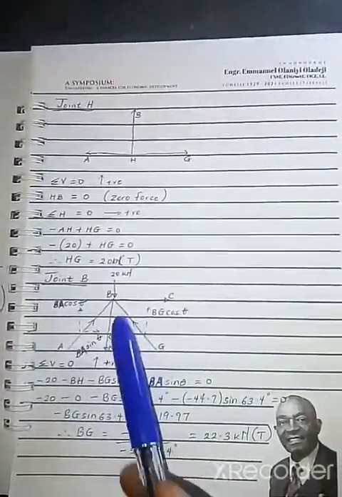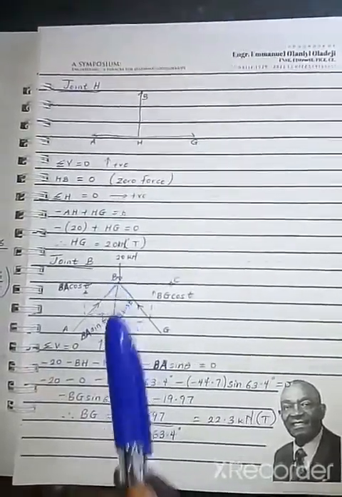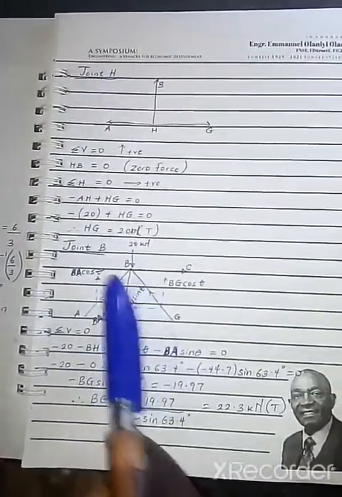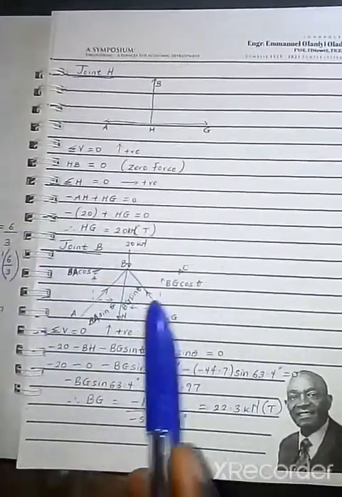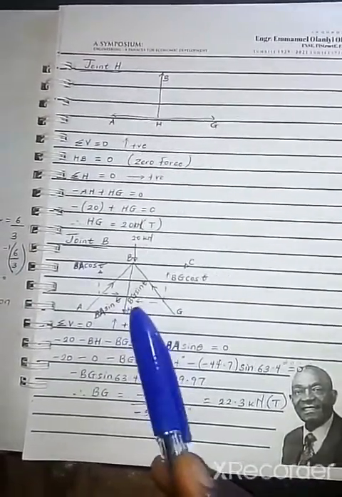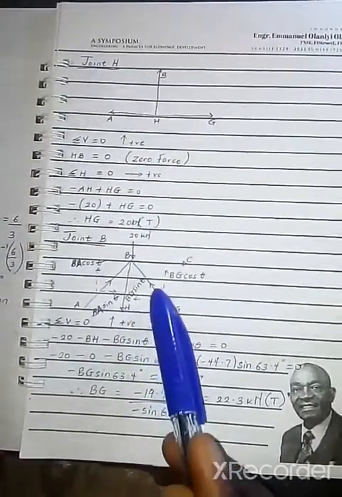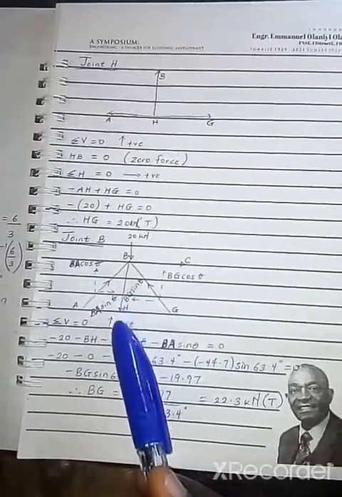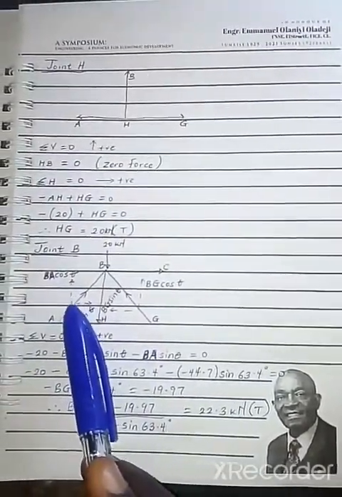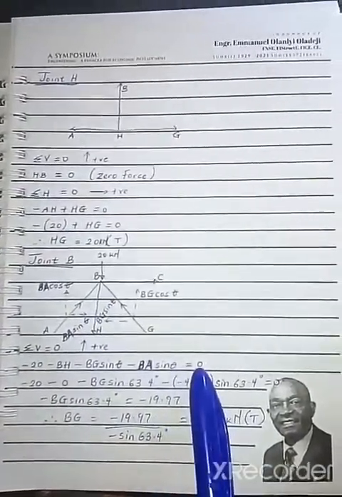So these are the vertical forces. This one is going downward, that's minus BH, downward minus BH. Then these ones are resultant forces. We can resolve them both vertically and horizontally, and we are doing vertical. So to the vertical, that will be BG sine theta, and it's going in this direction, that's negative, minus BG. Then this also we are resolving to the vertical, so minus BA sine theta equals 0.